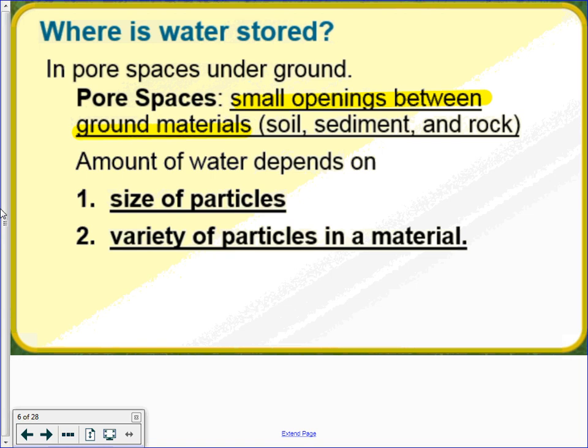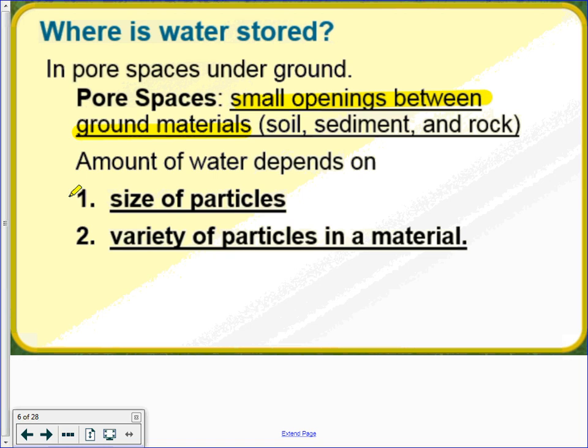Pore spaces were one of the factors of runoff from Tuesday. If you remember from Tuesday, we listed 4 factors of runoff. It was pore spaces and slope and vegetation and I think precipitation, so like the actual rate of precipitation. Pore spaces drastically determines how much water can become groundwater. And then you have 2 little boxes that say amount of water depends on.